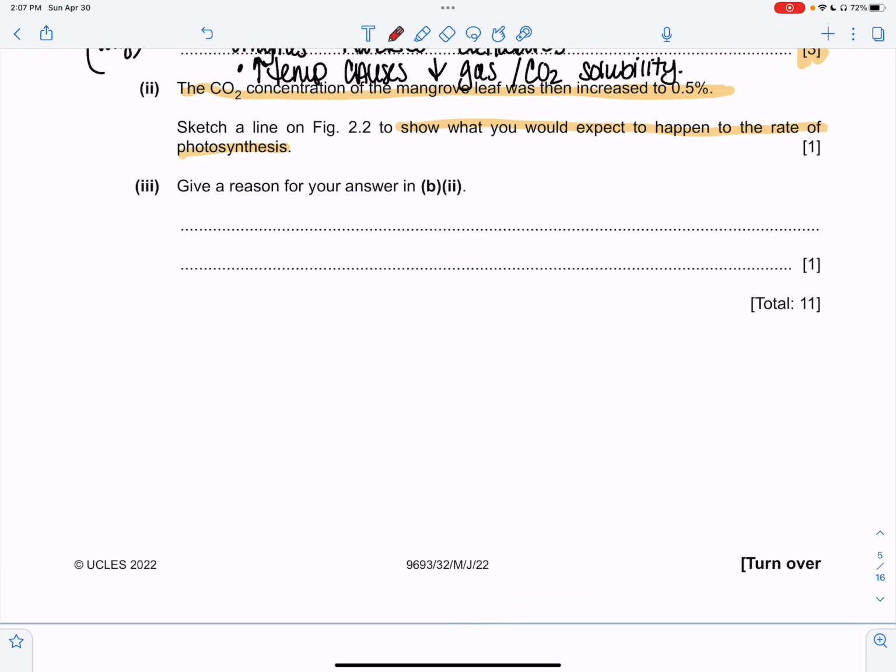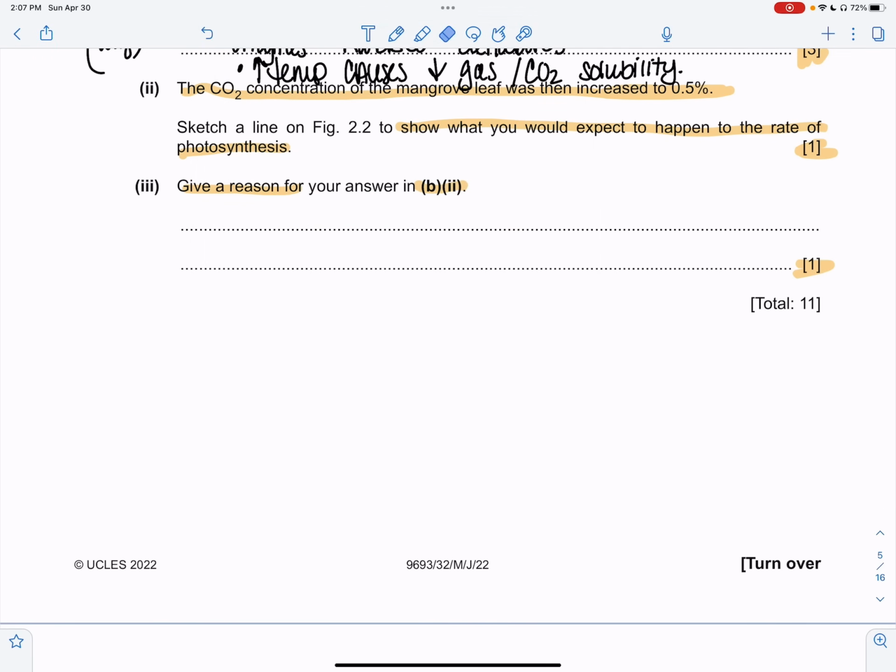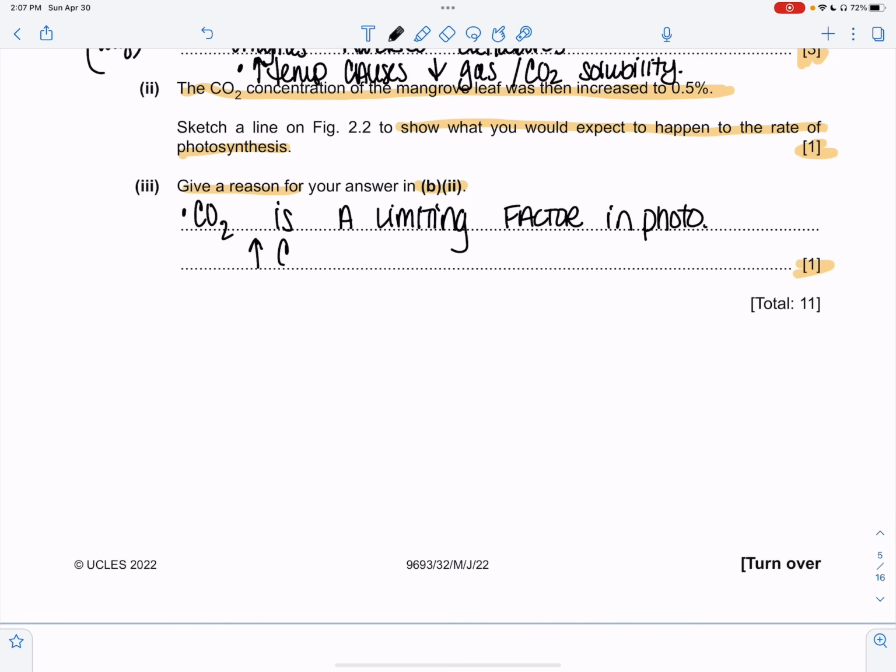And then a reason for the line. CO2 is a limiting factor in photosynthesis. Or we could say if we increase CO2, the rate of photosynthesis increases.